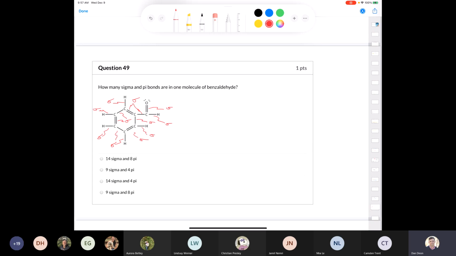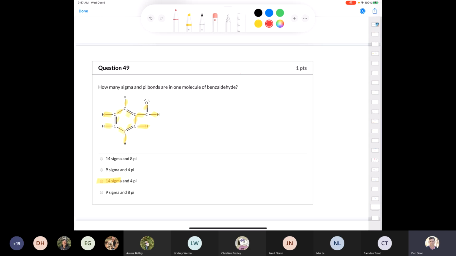I'm just going to erase all that, okay? Let me use a highlighter. Look, I've got 1, 2, 3, 4, 5, 6, 7, 8, 9, 10. And then every double bond has one sigma bond. So 11, 12, 13, 14. So I've got 14 sigma. So it must be this. It's the only possibility.